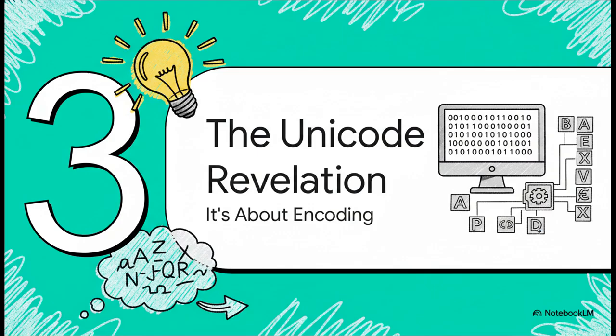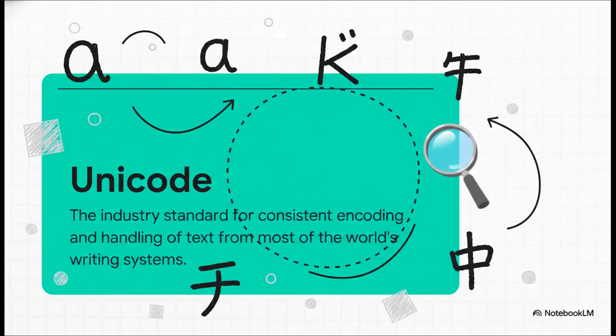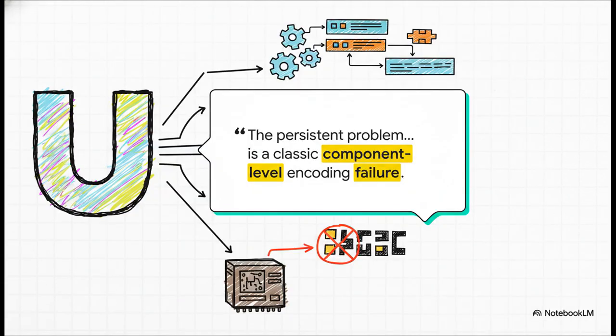The problem was encoding. So what is encoding anyway? Well, think of something called Unicode. It's basically the universal alphabet for computers. It gives a unique number to every single character from pretty much every language. It's the magic that lets your phone show English, Greek, and Japanese all on the same screen without it just turning into total gibberish.